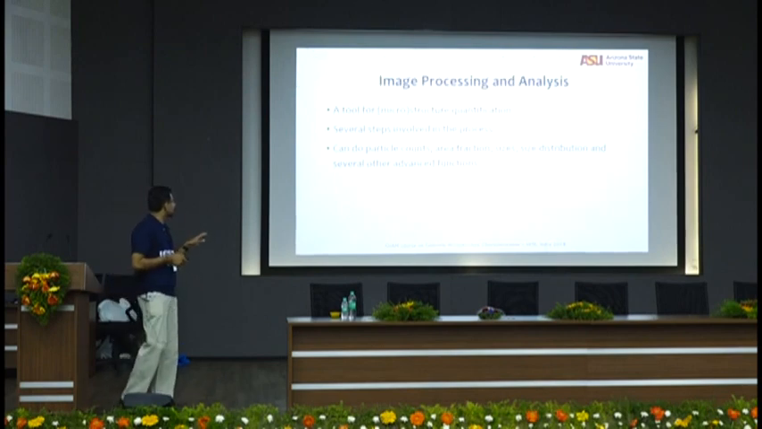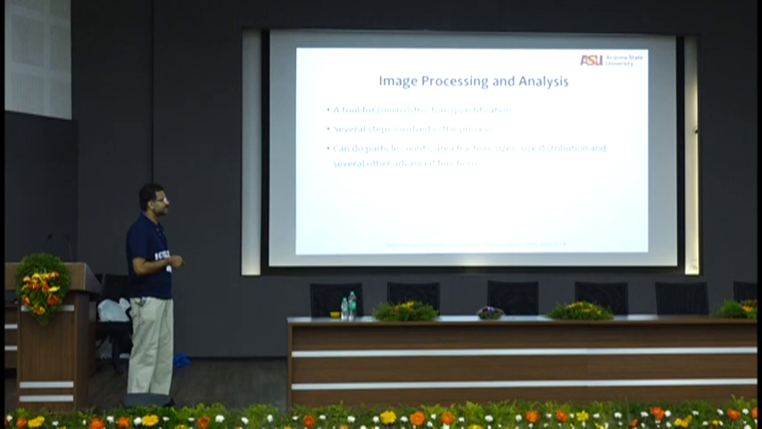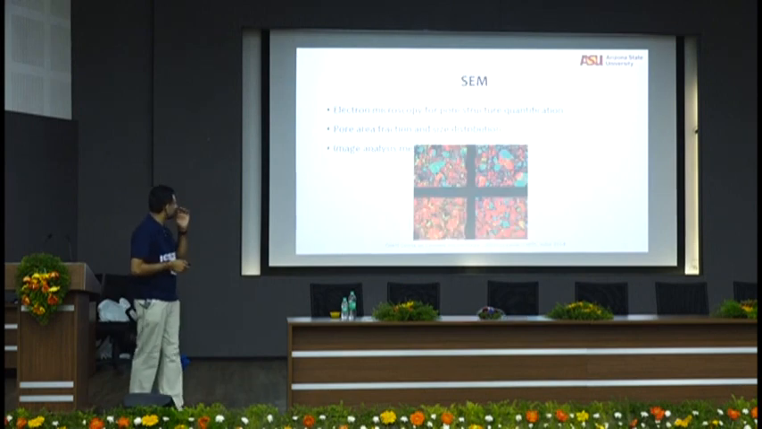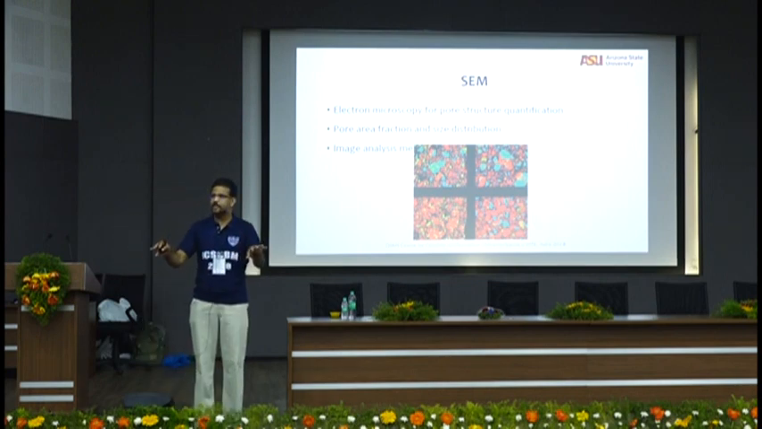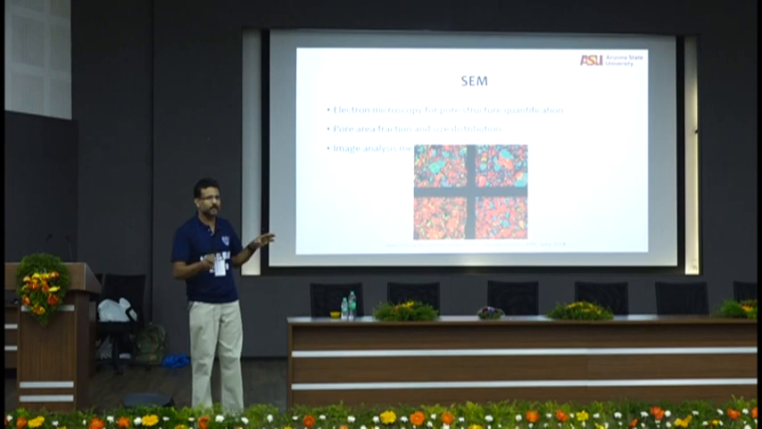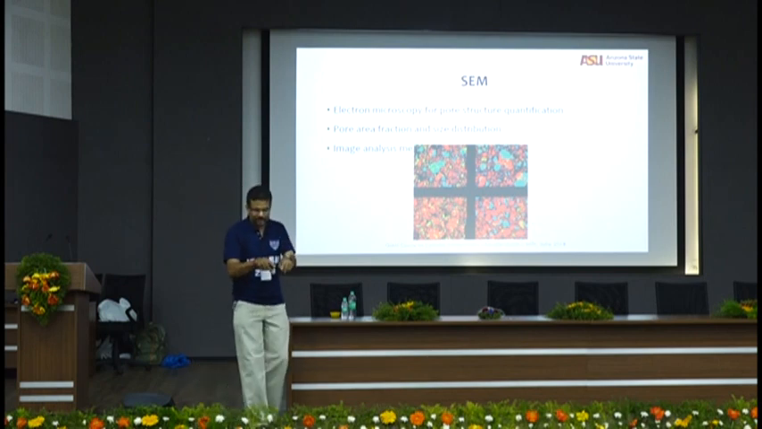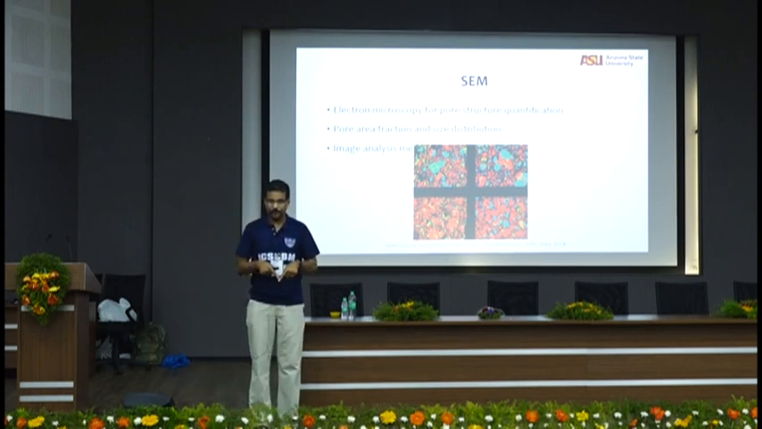So image processing is a tool for microstructure quantification. There are several steps involved in the process. We can do a lot of different things. Okay, so a simple idea for pore structure quantification. If I have a 2D image, and I'll talk about stereology in a while, and all I am worried about is the porosity, what is the color I am looking at? Black, right?